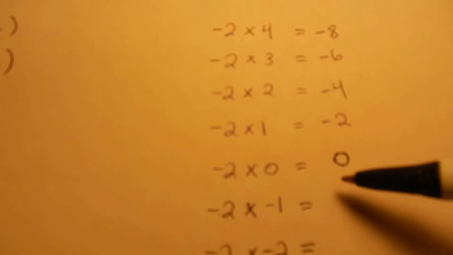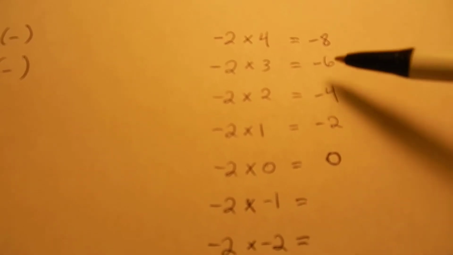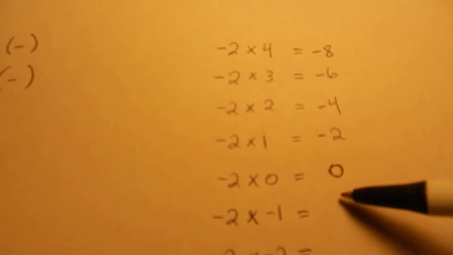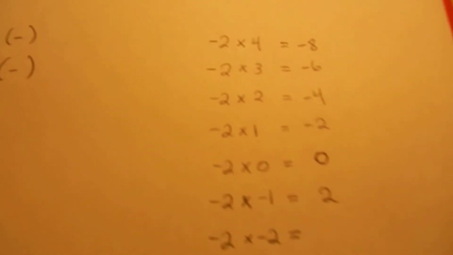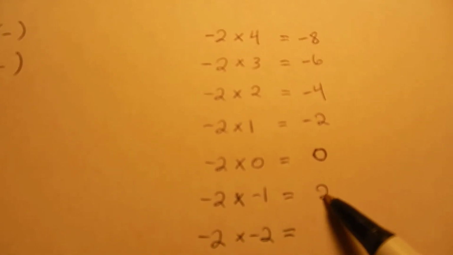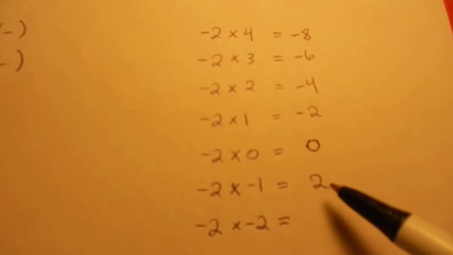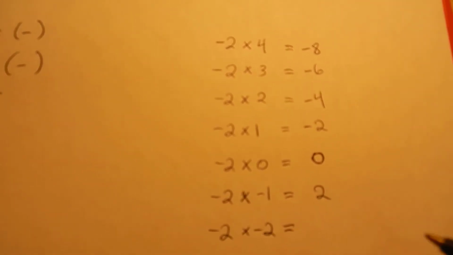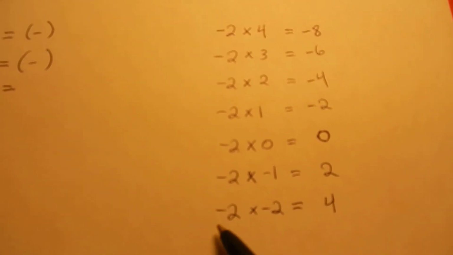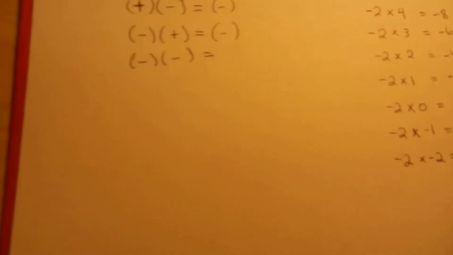If we go down to the next multiplication, negative 2 times negative 1, if this pattern was going to hold true, this should be 2 more than that. Well, 2 more than 0 is actually a positive 2. So the pattern yields that negative 2 times negative 1 is positive 2. And this next one, negative 2 times negative 2, if this pattern were to hold true, then this should be 2 more than that, and that is 4. So what we have here is a negative times a negative will give you a positive.